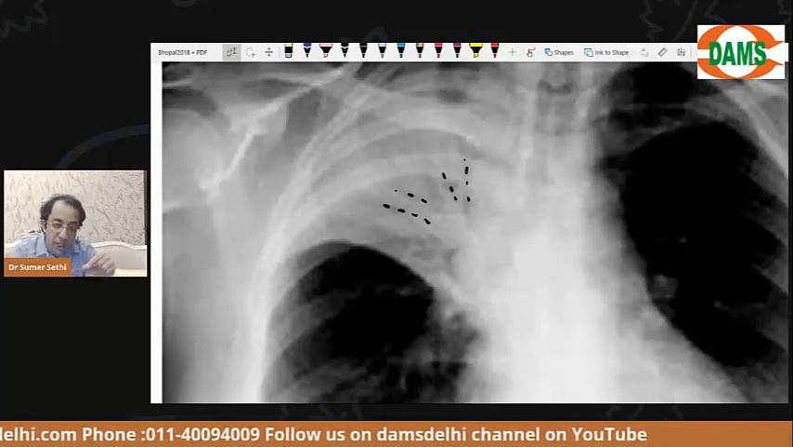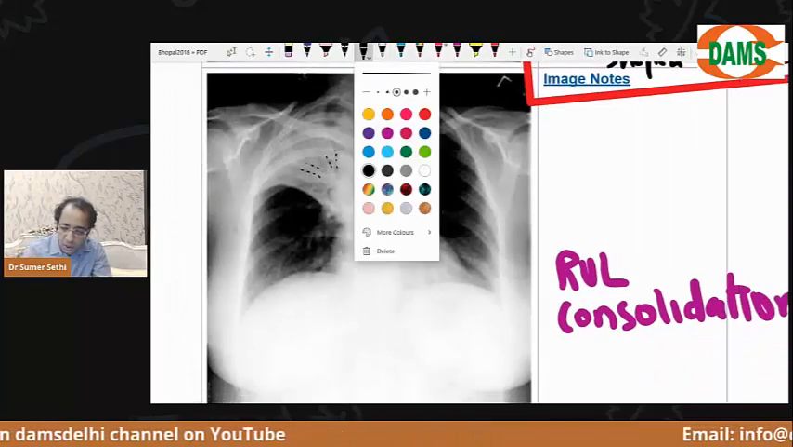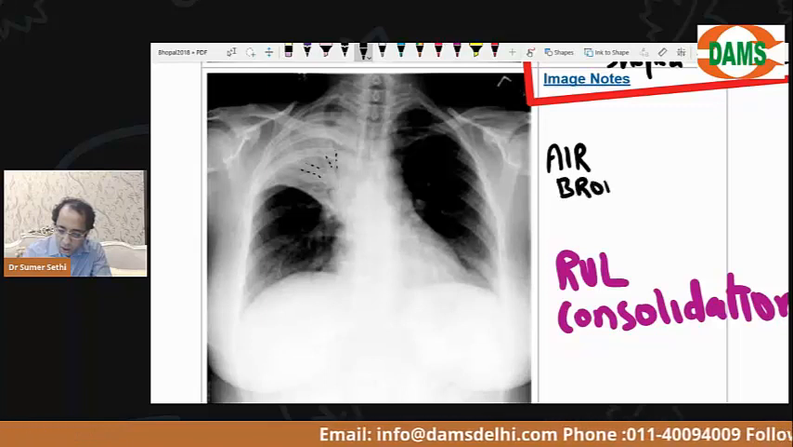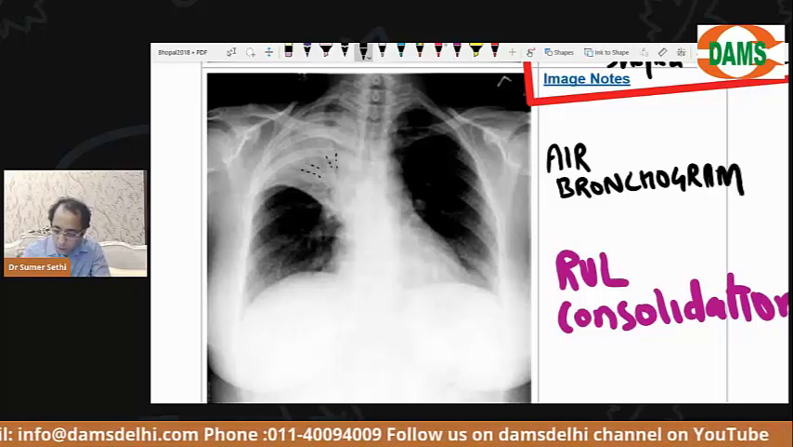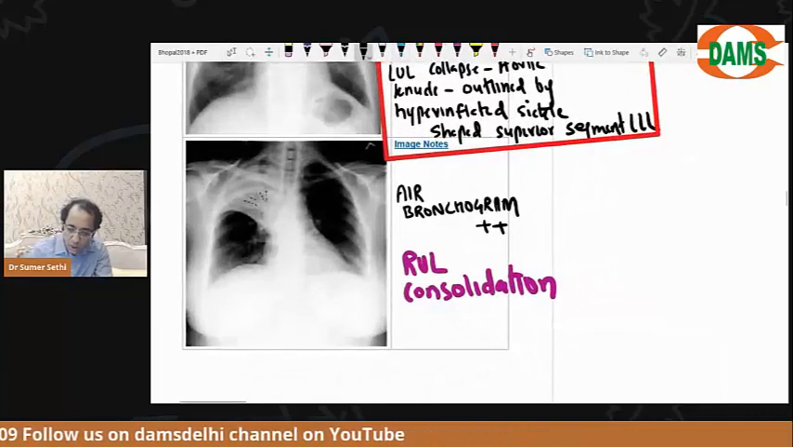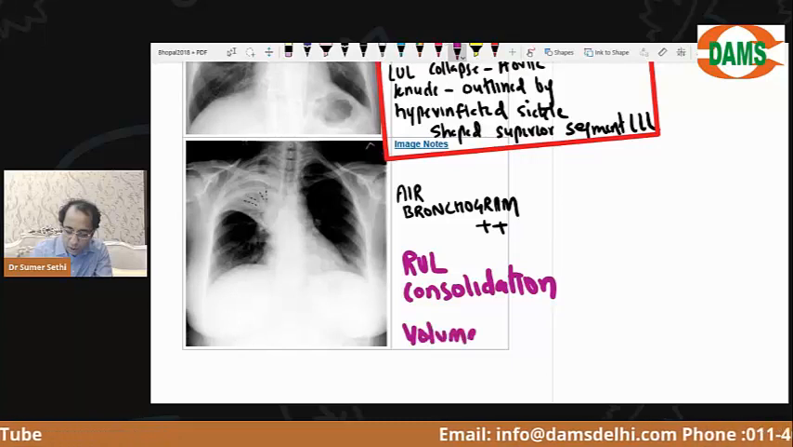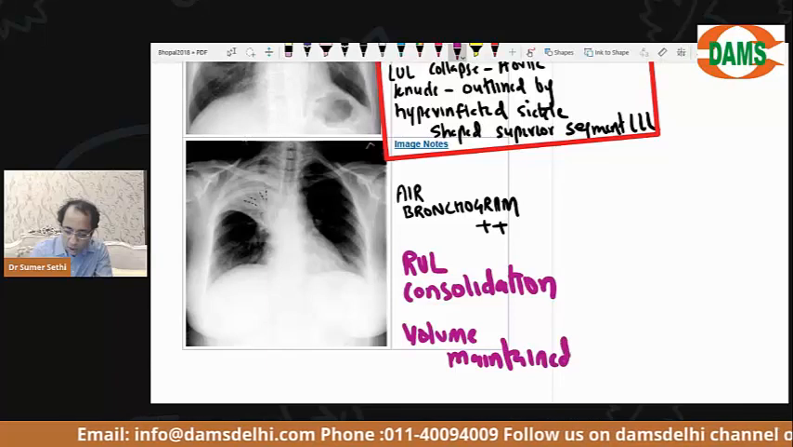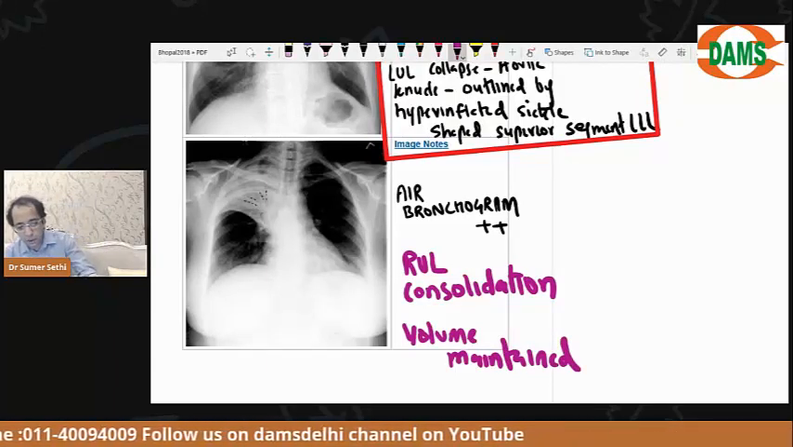You can see tubular air-filled shadows inside it. And this sign, which I will now explain to you, is called air bronchogram. So what did we learn so far? There are two reasons why we are calling it consolidation. The volume is maintained and you can see the air bronchogram. Everybody understands? But why are we able to see air bronchogram?